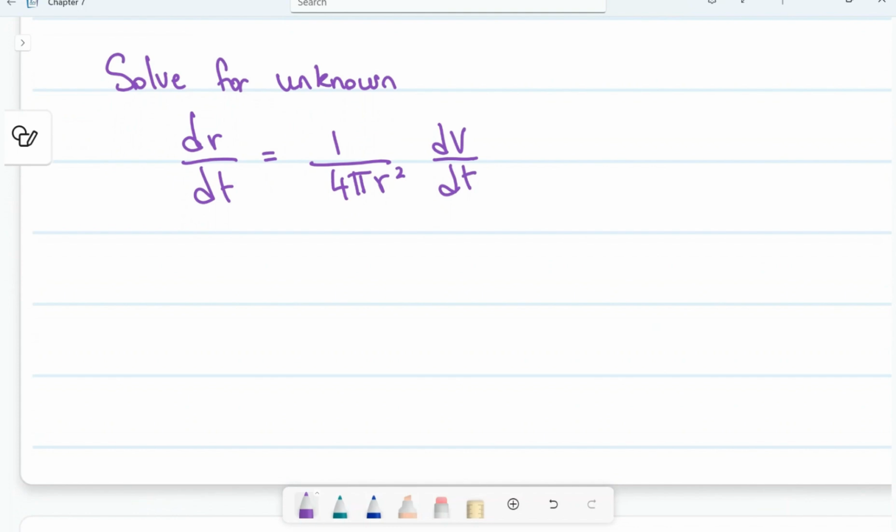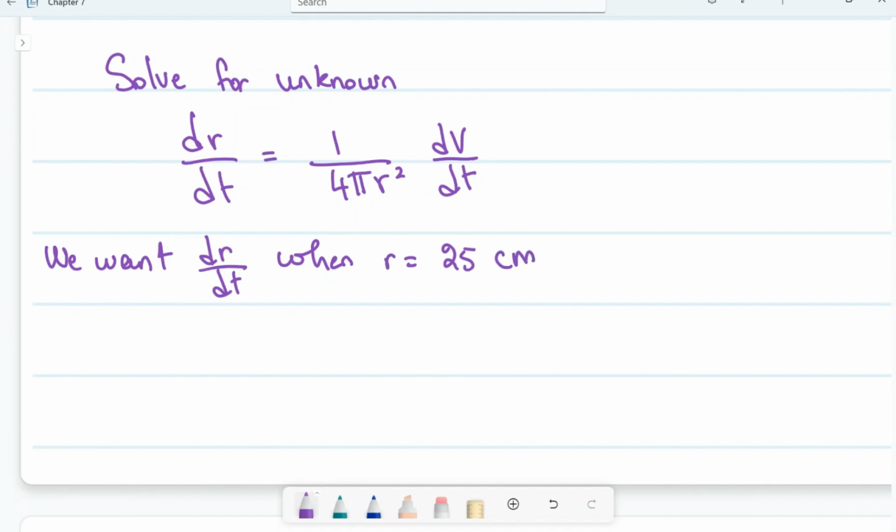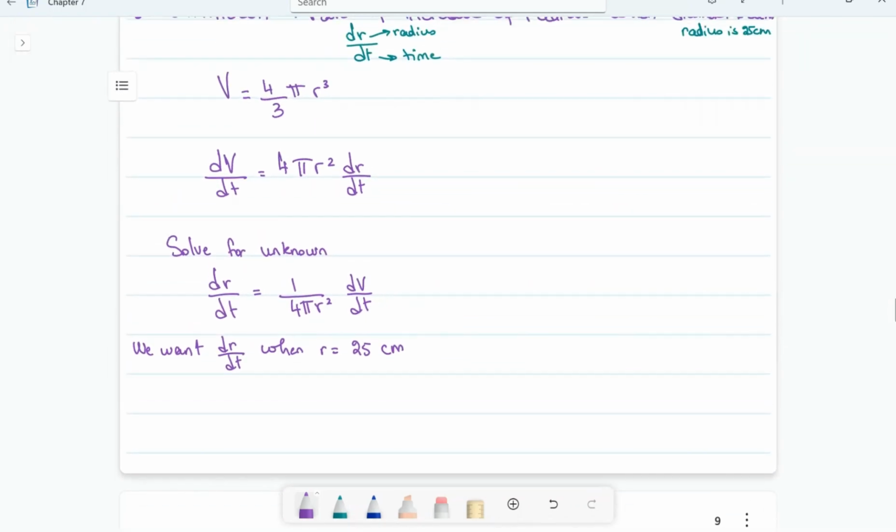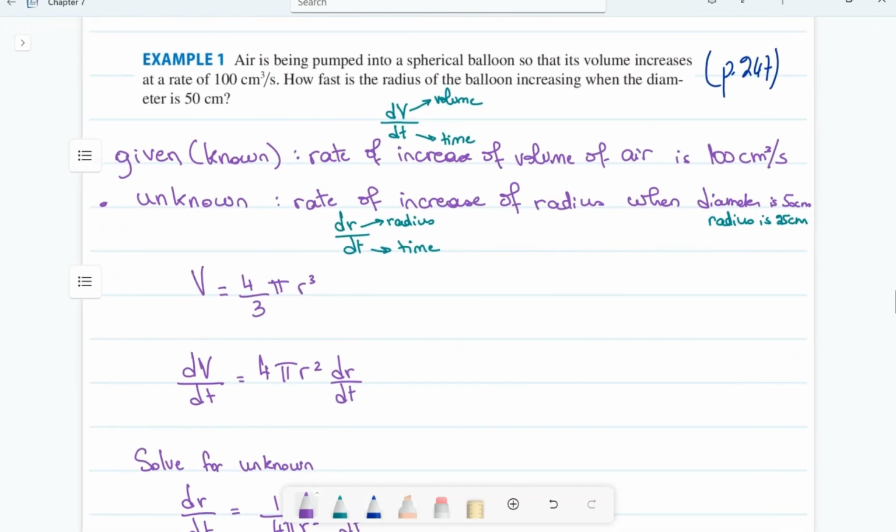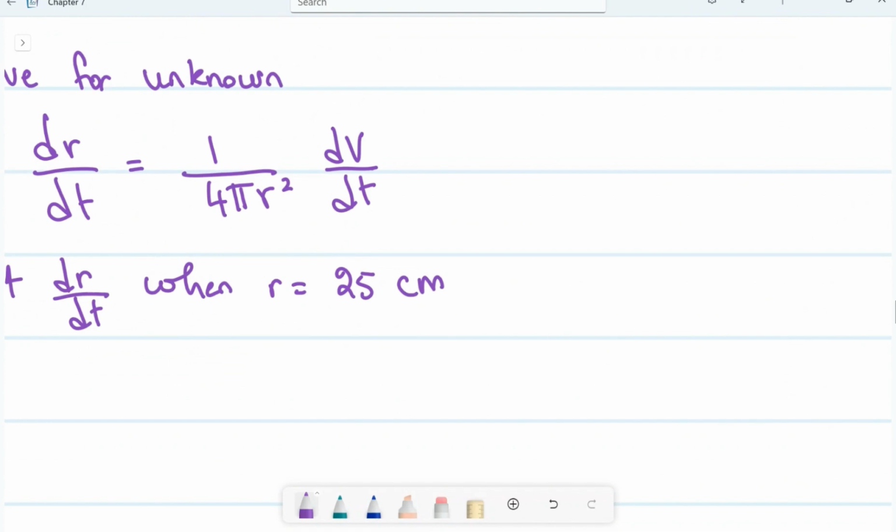So what do we do with this? We want the rate of change, which is dr/dt, when r is 25 centimeters. And is there anything else that we know? We have the known: when dV/dt is 100 centimeters cubed per second.